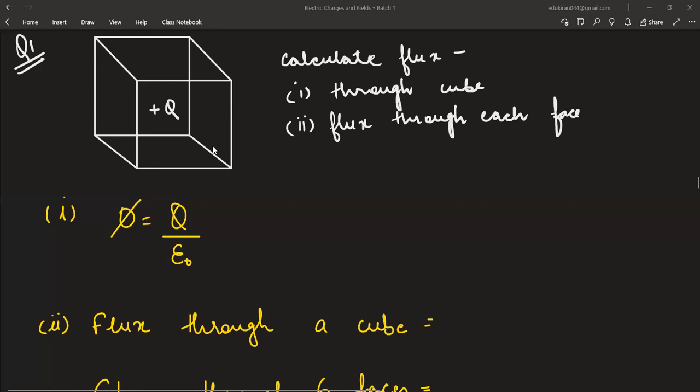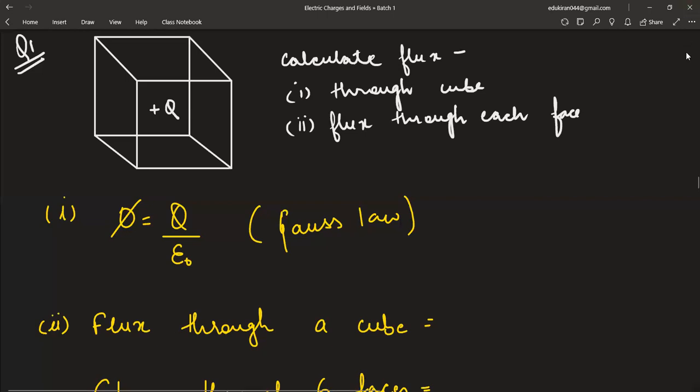In this question, we have a charge placed in the center of a cube. Now we have to calculate the flux through the cube. So if you have the entire cube present and a charge is present inside, total flux will be Q by epsilon naught. Why? According to Gauss law, right? This will be the formula. Now, the question is the flux through the cube is this, but what is the flux through each face?